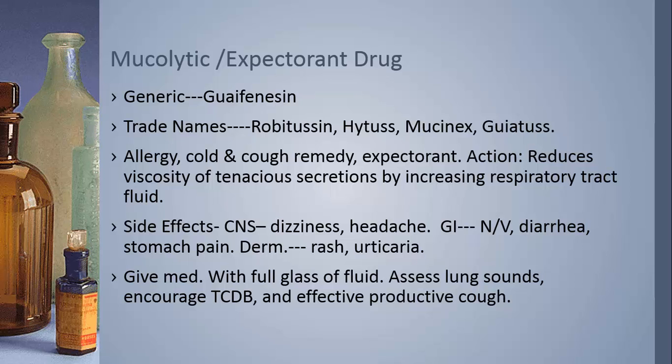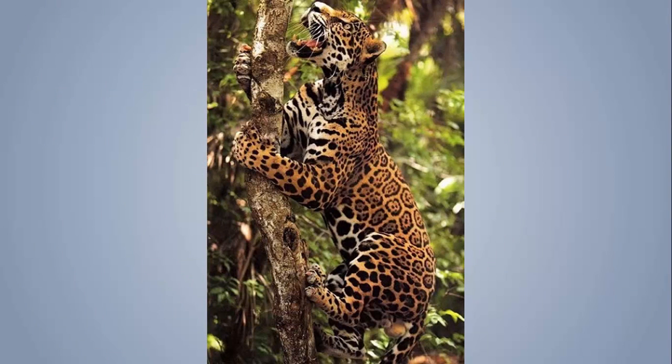Side effects: CNS will be dizziness and headaches. GI may have some nausea, vomiting, and diarrhea. Stomach pain. Dermatologic, you may have a rash or urticaria. You want to give the medication with a full glass of fluid, assess their lung sounds, encourage them to turn, cough, and deep breathe, and assess the effectiveness of that productive cough, and look at the colors to make sure that there's no infection. Alright, so these are the drugs for asthma and COPD.